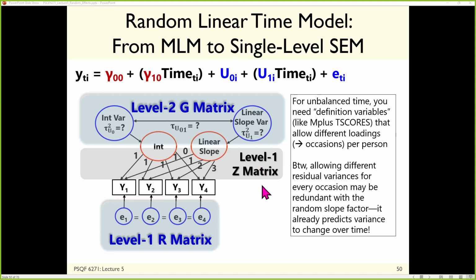Another reason why this would not be a great idea is small samples. If you only have 20 people, all of the variances for your random effects up here, your latent variable variances, are going to be too small.